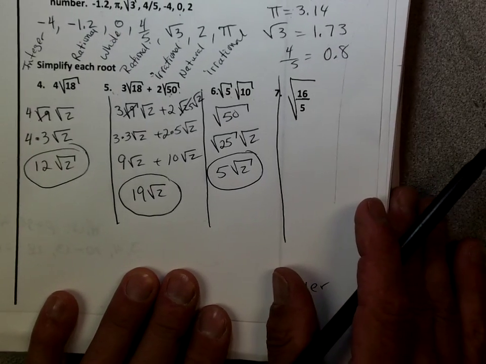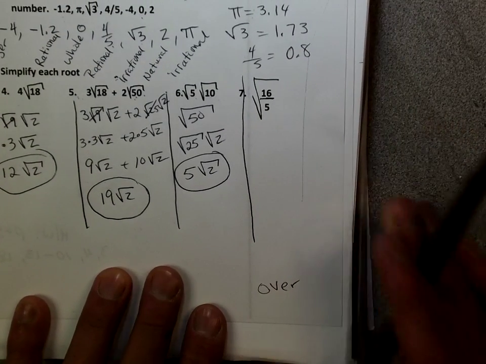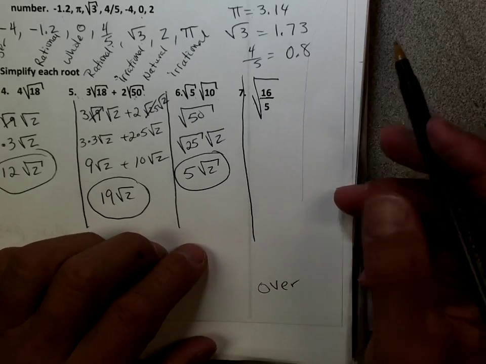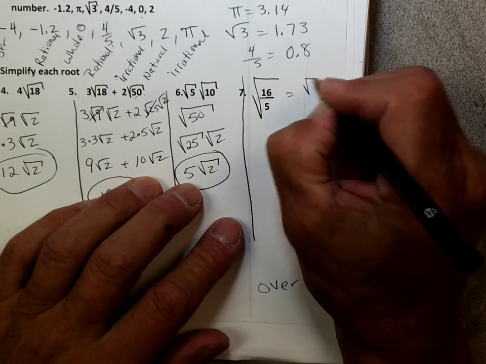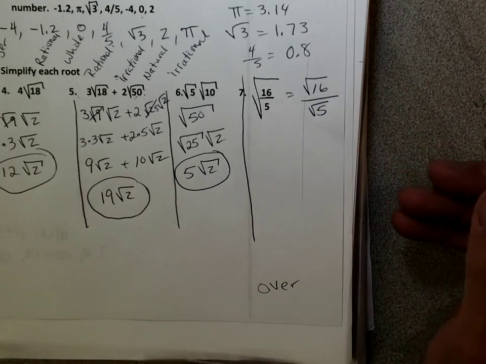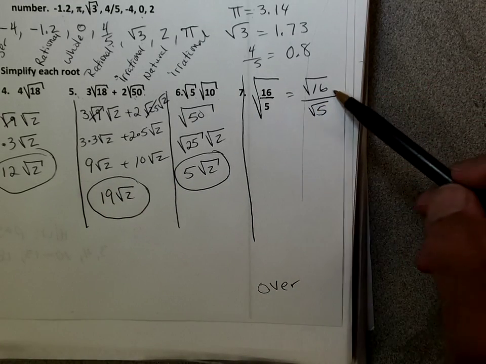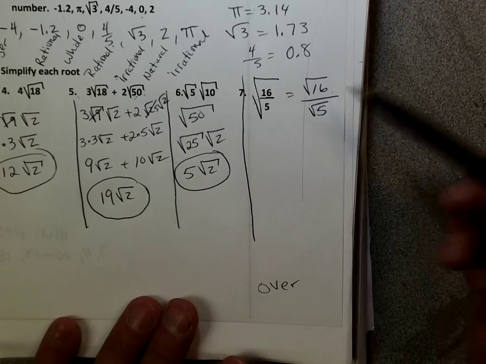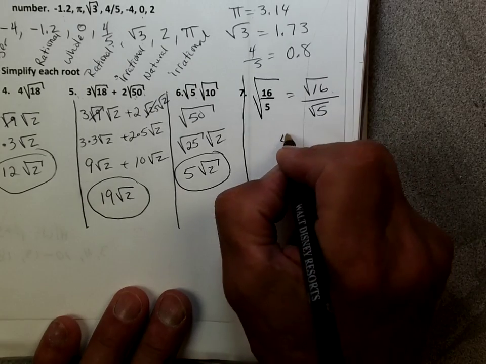Okay, 7. You guys ready for 7? Now, first thing I notice is the 16. So if I rewrote this as the square root of 16 over the square root of 5, right? Then what I see is the square root of 16. I can do something with the square root of 16. Square root of 16 is just plain old 4, right?